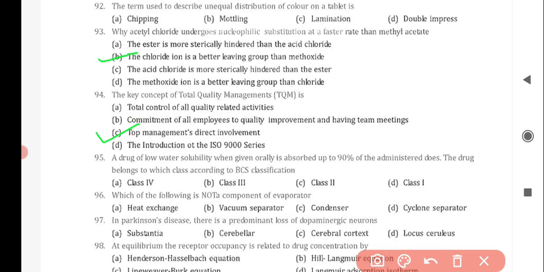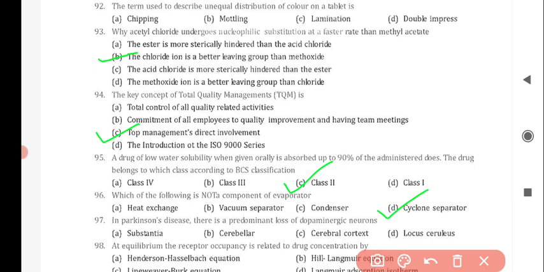Next question is, a drug when given orally is absorbed up to 90% of the administered dose. The drug belongs to which class according to BCS classification? And the correct answer is option number C, class 2. Next question is, which of the following is not a component of evaporator? And the correct answer is option D, cyclone separator.